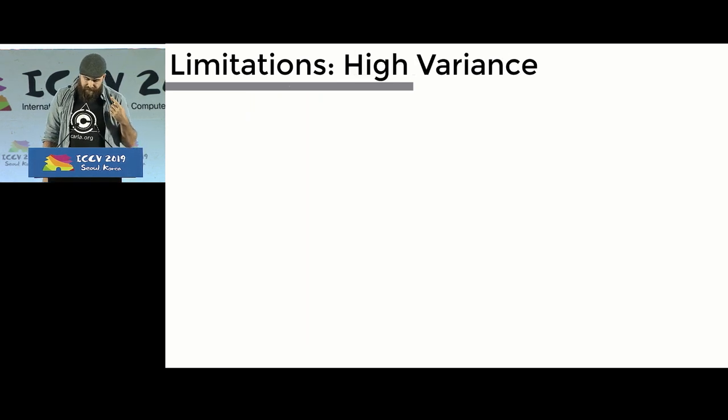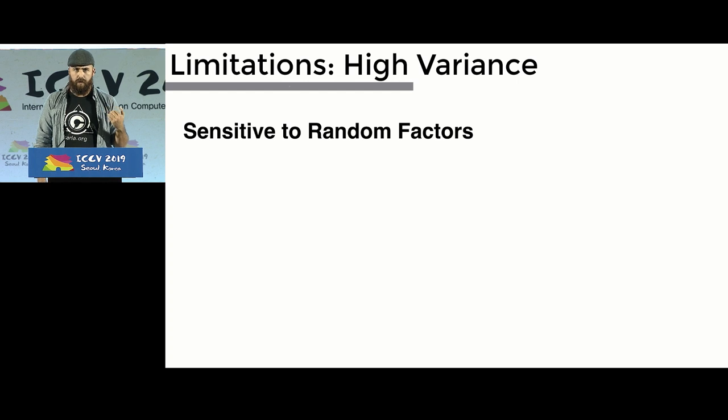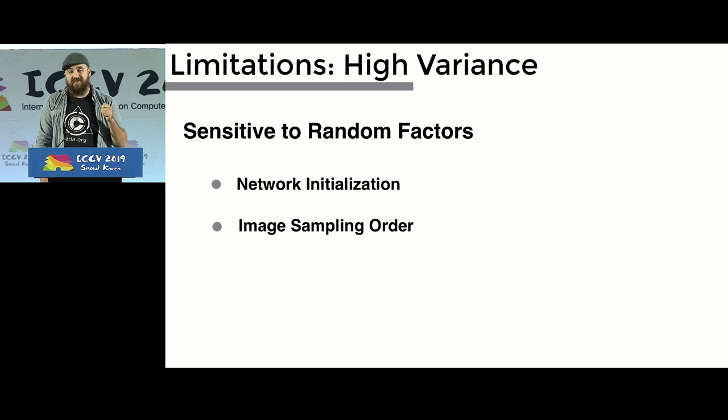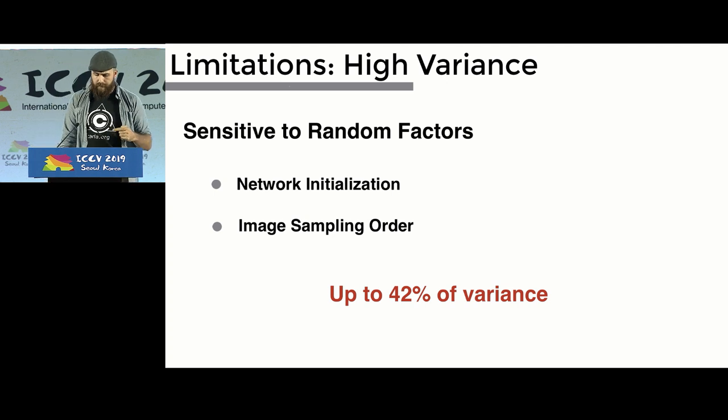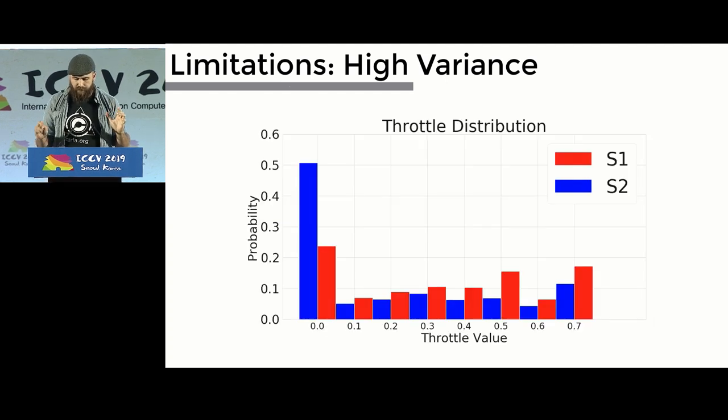The other limitation is that training these kinds of models has very low reliability. The trained model can have a drastic sensitivity to random factors such as network initialization or image sampling order. And by changing just these variables, you can have a difference of up to 42% in performance. The example that we show now is the throttle distribution of two models, where the only difference between them is the random seed. We can see that model S1 developed a policy that has much more presence of throttling than model S2.